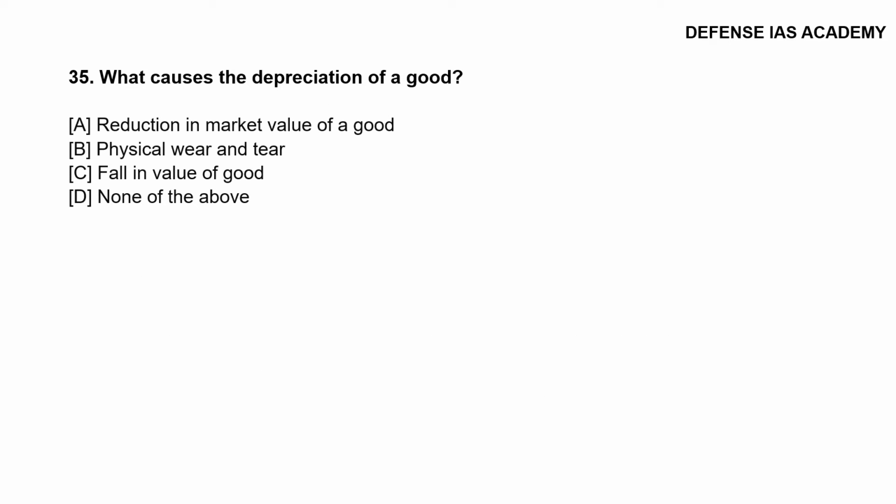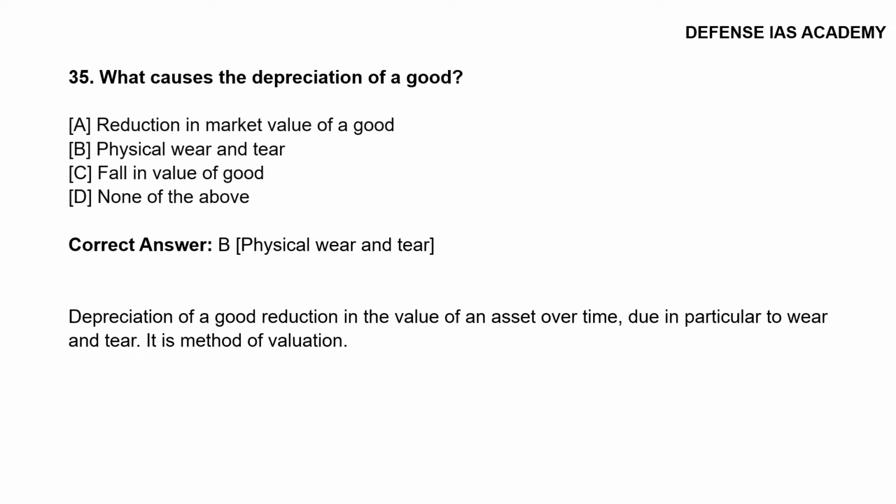Question number 35. What causes the depreciation of a good? The correct answer is option B, physical wear and tear. The physical wear and tear can cause the depreciation of a good. The depreciation of a good is the decline in the value of an asset over time due to wear and tear. It is a method of valuation.